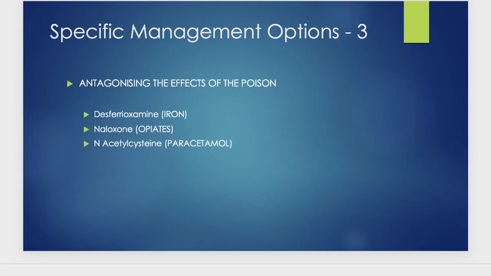And you can give antagonizing effects of the poison. So these are the most common antagonists or antidotes that we give to your patient. If you have iron overload, we have your deferoxamine. For opiates, we give naloxone. For paracetamol poisoning, we give N-acetylcysteine because it has an antagonizing effect on the poison. So these are the most common antagonists or antidotes for these different toxic substances: iron poisoning, opioid poisoning, paracetamol poisoning.